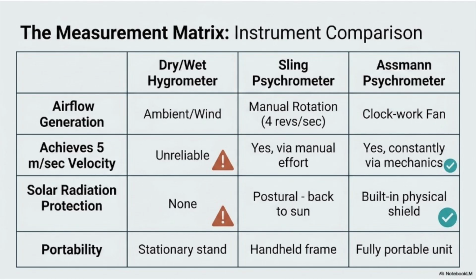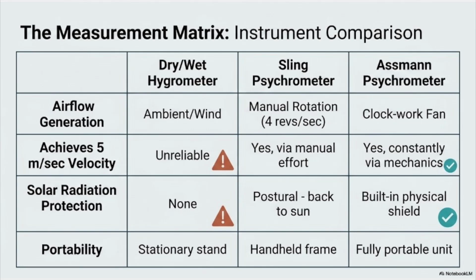Comparing all three instruments side by side reveals clear differences. In terms of airflow generation, the dry-wet hygrometer relies on ambient wind. The sling psychrometer relies on manual rotation at 4 revolutions per second, and the Assmann psychrometer relies on a clockwork fan. When it comes to achieving the required 5 meters per second velocity, the dry-wet hygrometer is unreliable. The sling psychrometer achieves it through manual effort, and the Assmann psychrometer achieves it constantly through mechanics.